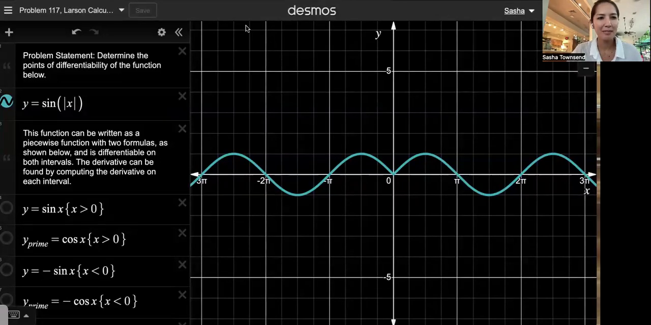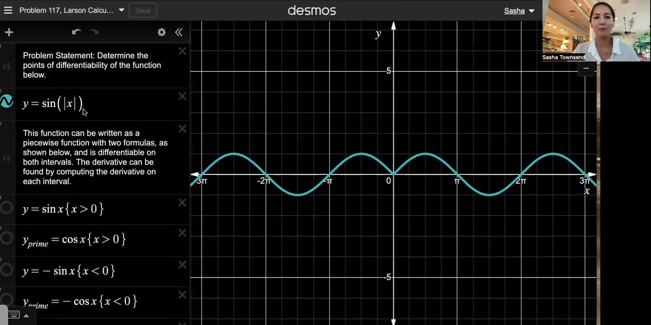In this video, we discuss one of the problems from the Larson Calculus text, 10th edition. It's problem 117 from section 2.2. It asks us to determine the points of differentiability of a particular function. And it's just a couple of functions involving absolute values.